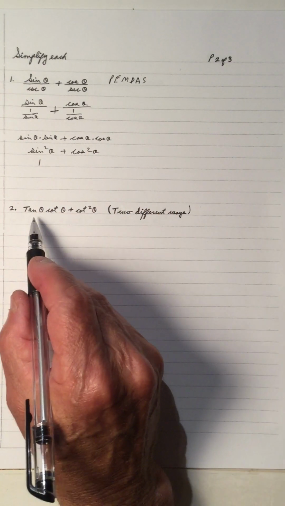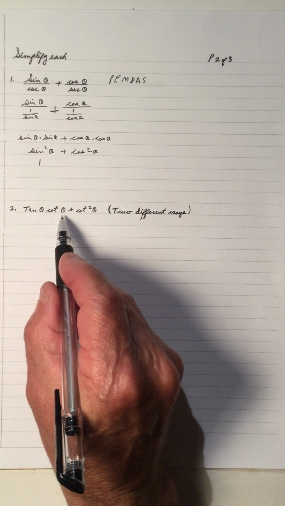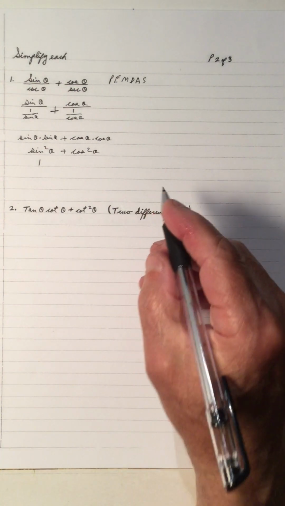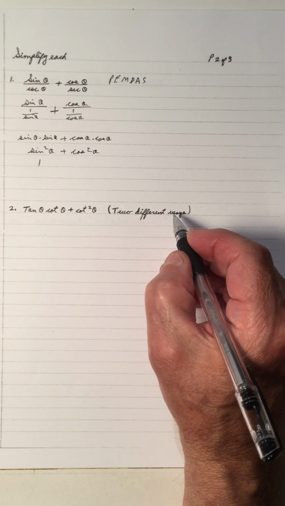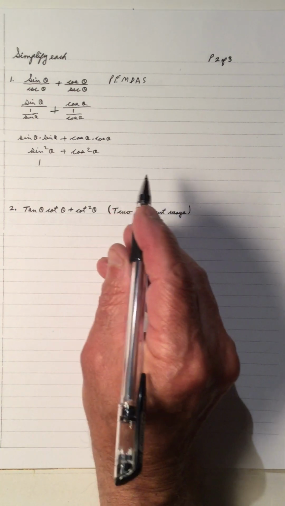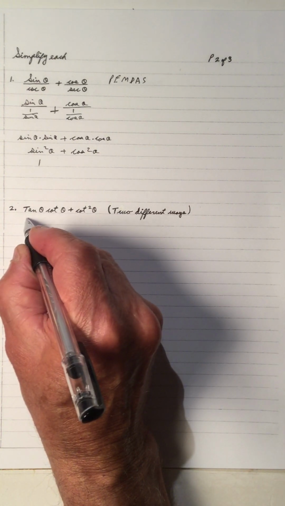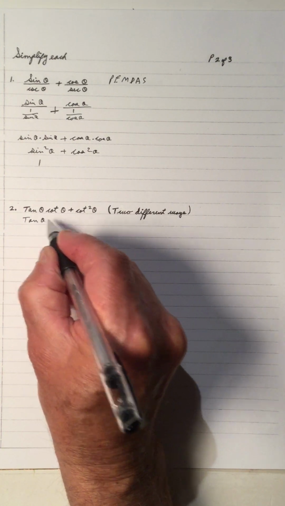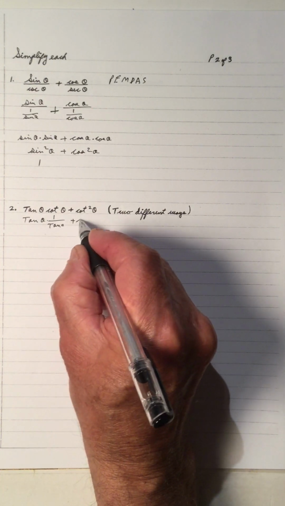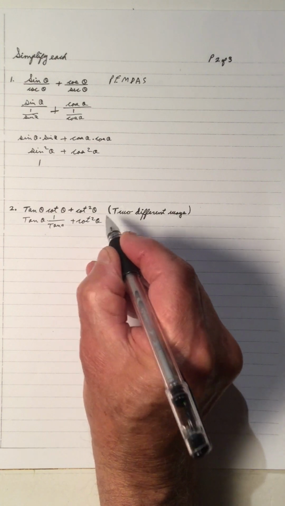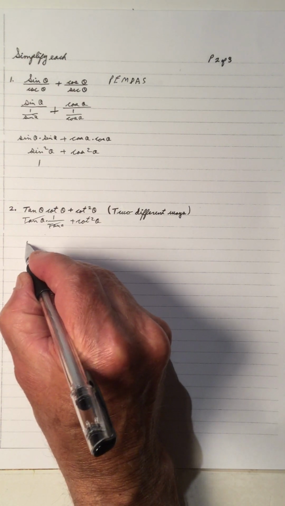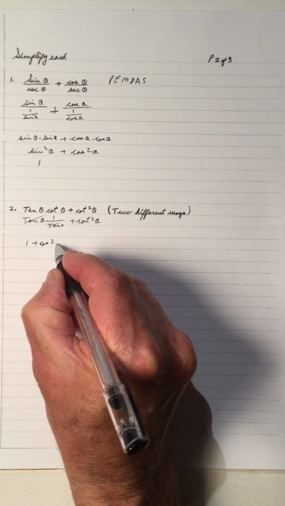And we have another one, tan theta cot theta plus cot squared theta. So we have an option. There are a couple of ways to do it. One way, I have tan theta, and cot is 1 over tan, plus cot squared. So tan times 1 over tan, the tans cancel, so you get 1 plus cot squared.